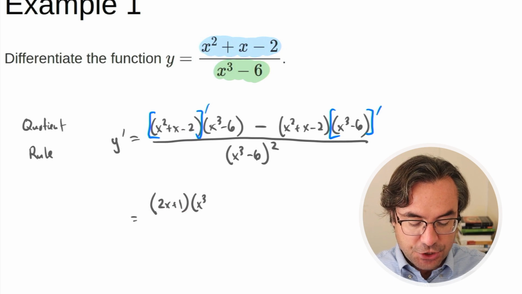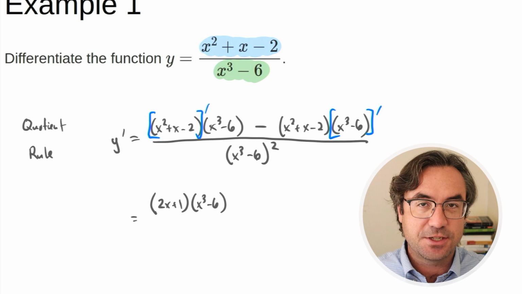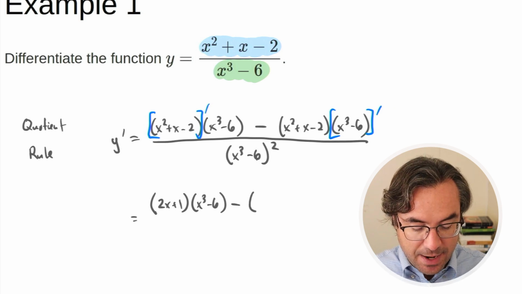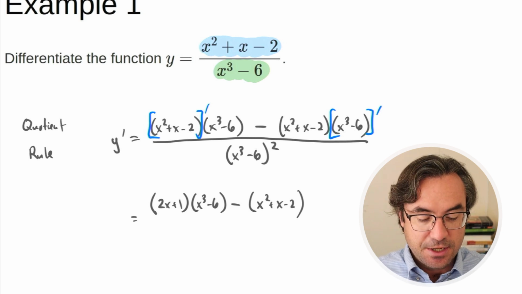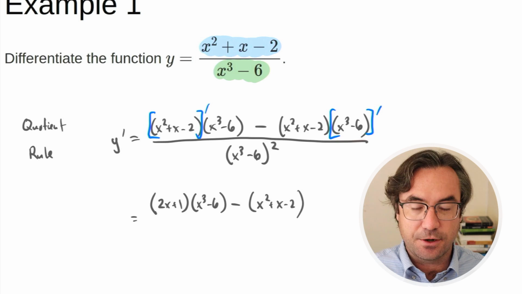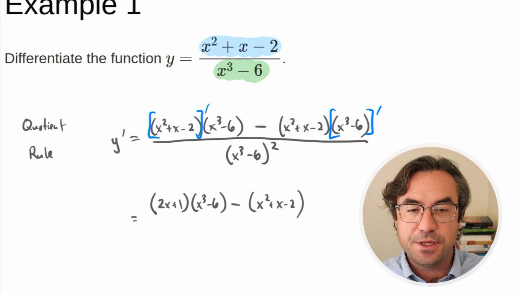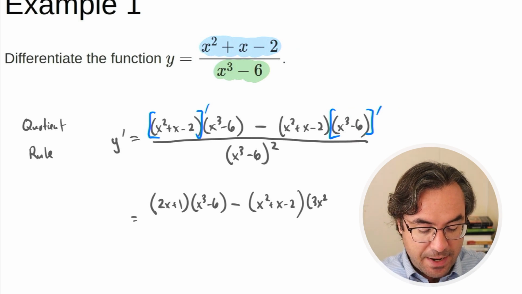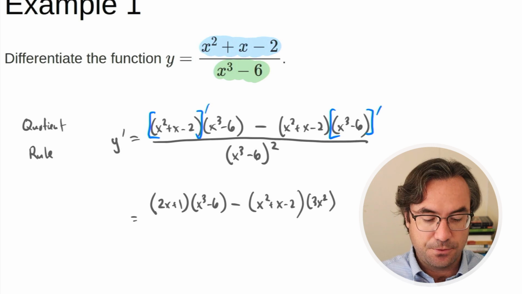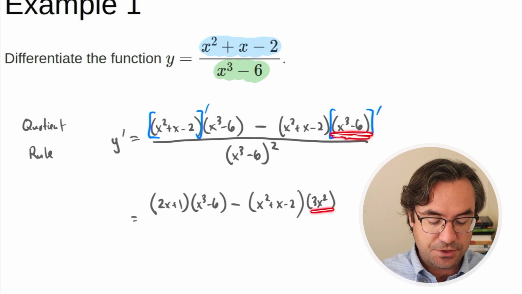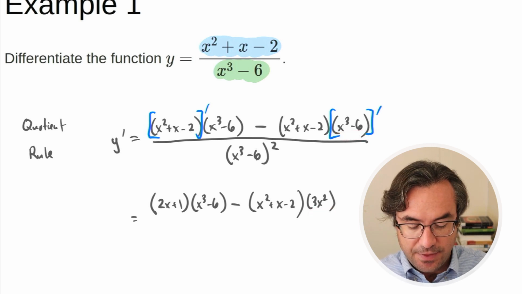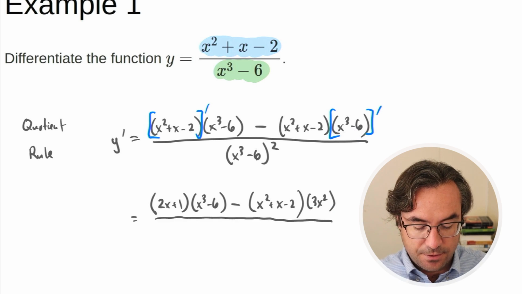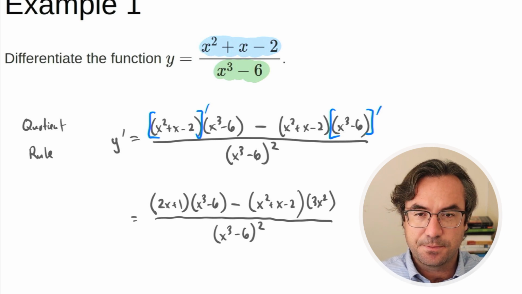Then we have our x cubed minus 6. That's unchanged. Then we have our minus x squared plus x minus 2. That's unchanged. And then we've got to differentiate over here. So the derivative of x cubed is 3x squared. And the derivative of that minus 6 is just 0. So the derivative here is just 3x squared. And then this is all over x cubed minus 6 squared.